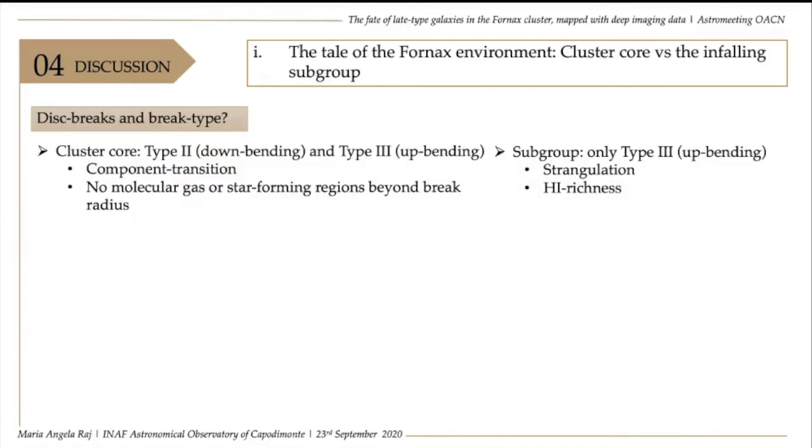About the disk break types, in the cluster core we detected type 2 and type 3 breaks. In the subgroup, there are only type 3 bending profiles. In the cluster core, the breaks could indicate a component transition. They were detected at the edge of the spiral arms, beyond which there was no molecular gas or star-forming regions. And in the group, these type 3 breaks could indicate either strangulation or HI richness. Now, both of these processes are contradicting, and hence HI data is required to confirm them.